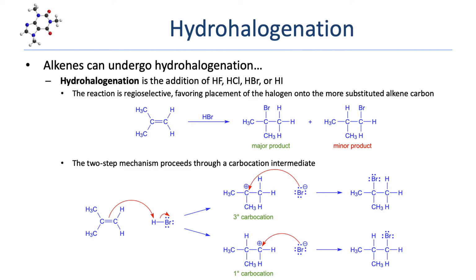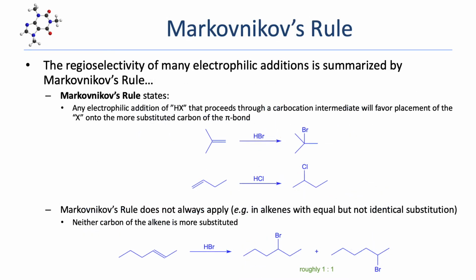And again, the reaction prefers to place that halogen on the more substituted carbon of the double bond, placing the H on the less substituted carbon. That regioselectivity can be summarized by Markovnikov's rule. Markovnikov's rule states that any electrophilic addition of an HX-type molecule that proceeds through a carbocation intermediate will favor placement of that X onto the more substituted carbon of the pi bond.